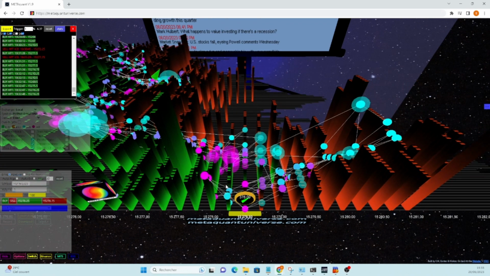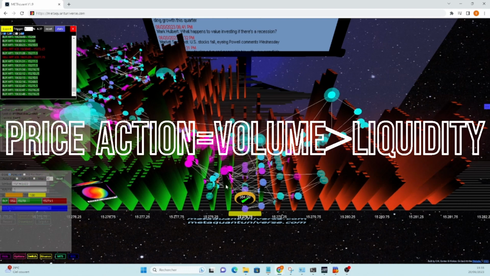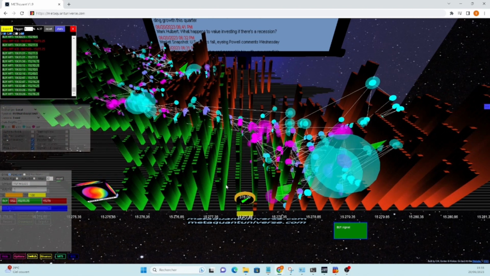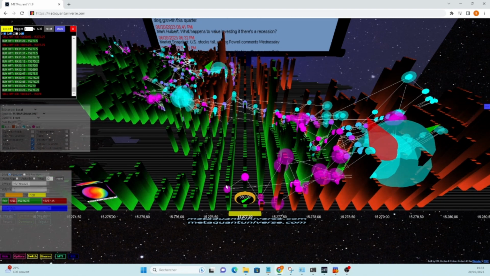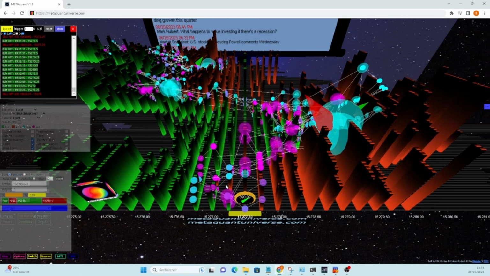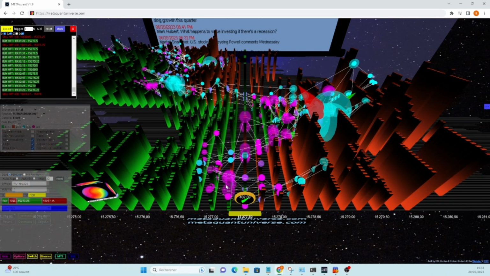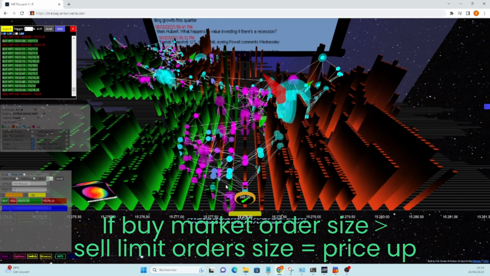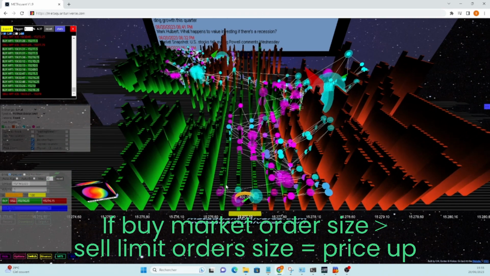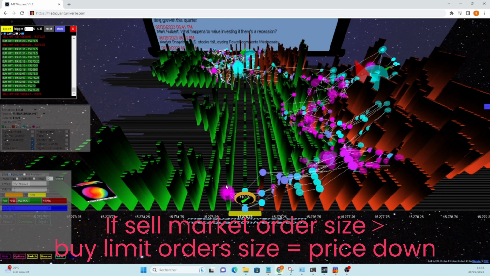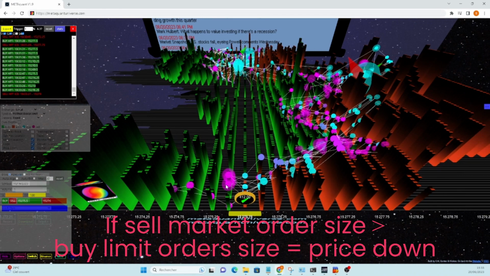From this understanding, we derive a simple yet powerful equation: price action equals volume / liquidity. As soon as the quantity of volume demanded exceeds the quantity of liquidity offered, the price will start to move. We can specify this equation further: when buy volume exceeds sell liquidity, the price tends to rise. Conversely, when sell volume exceeds buy liquidity, the price tends to fall.